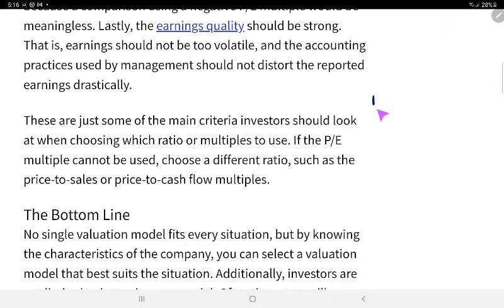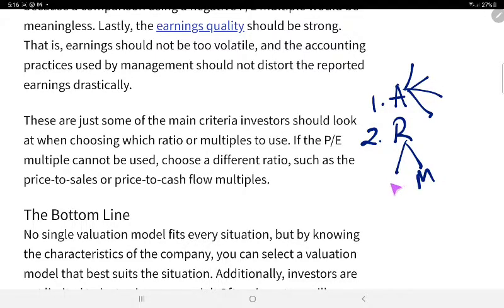Ano natutunan natin? That there are two types, absolute, relative. There are different models. We are given 4 models here. And with relatives also we are given 2 models. Within the 2 model, they discuss multiple, and you have your different types of price to book, price to asset, or you have your price to earnings. Okay?